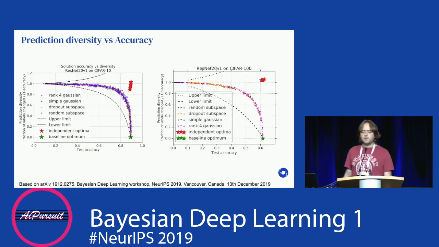This seems to be true even for bigger models. For example, on the left-hand side, ResNet-20 on CIFAR-10 and ResNet-20 on CIFAR-100, reaching not exactly state-of-the-art performance, but quite close to it. It seems to be the case that the more difficult the model, the better this notion of separation between the ensemble group, the red stars, and the subspace group holds.